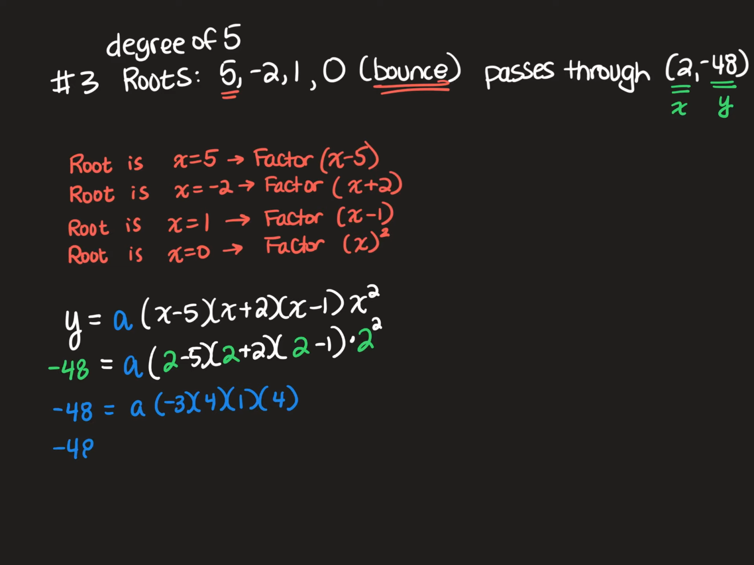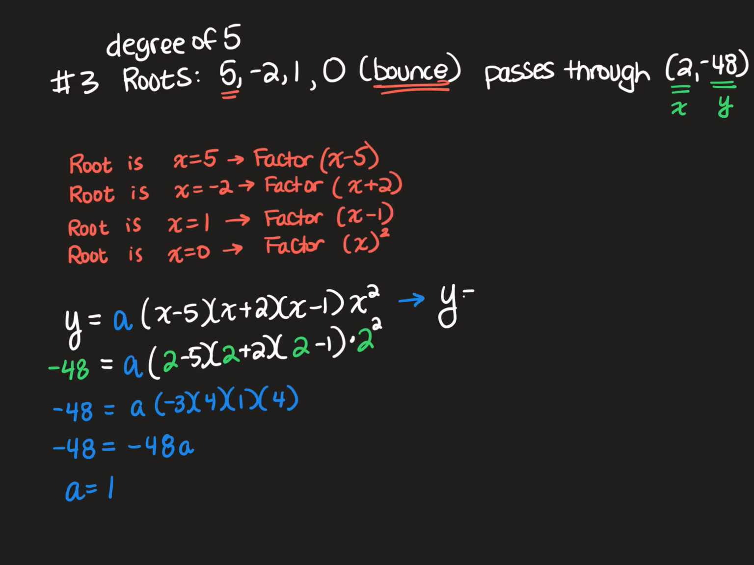So I get -48 equals, let's see, that's going to be -12 times 4, that's -48. So I really have -48 equals -48a, which if we divide both sides by -48, we get a equals 1. So really this equation was pretty close. All we have to do is just make that a 1.